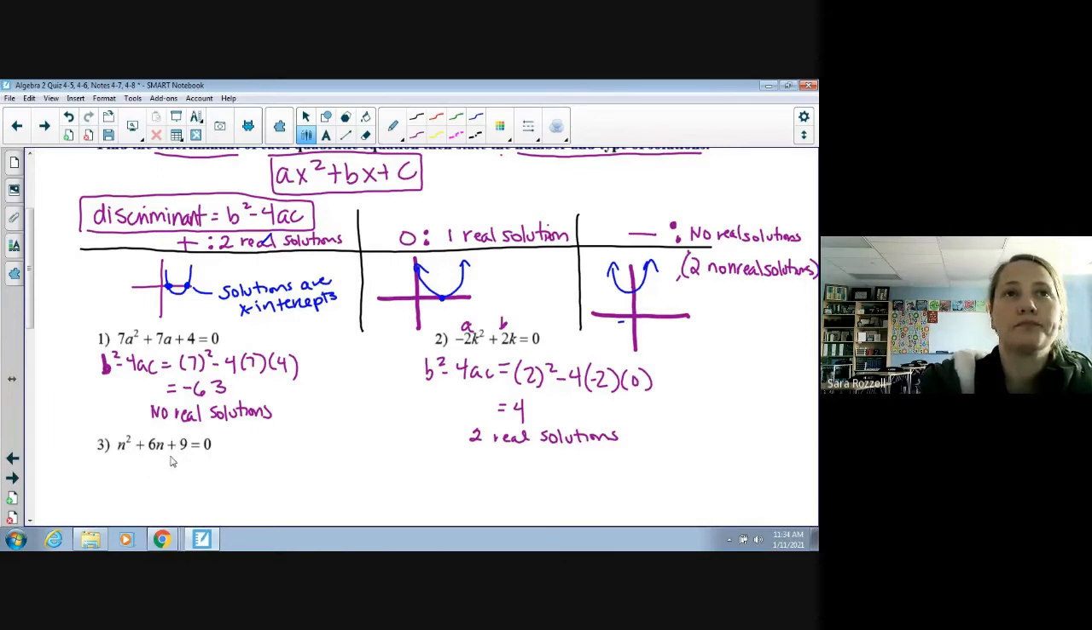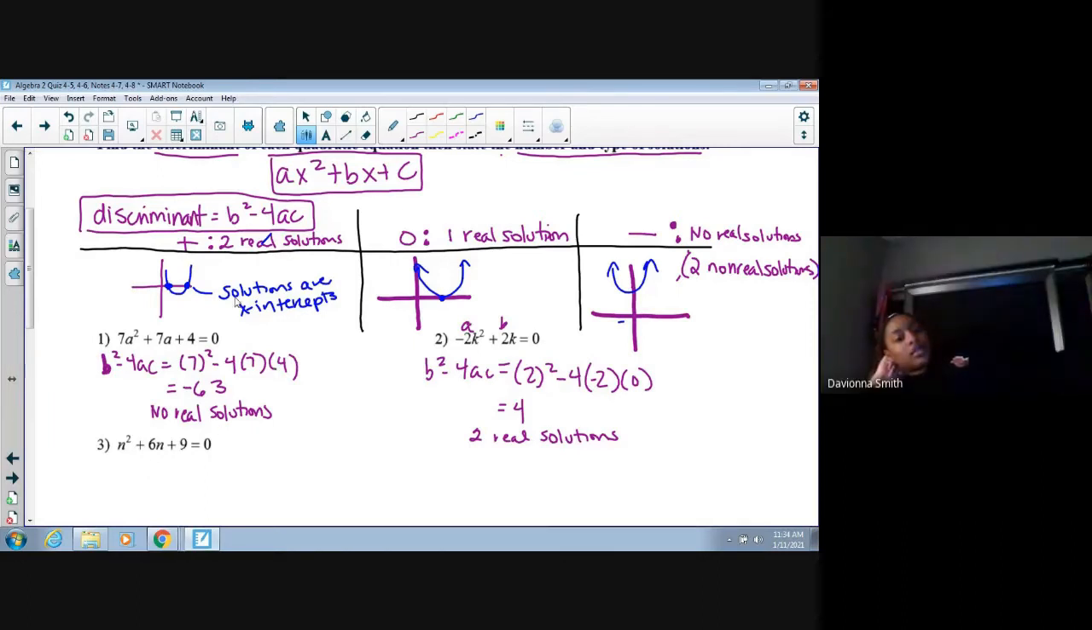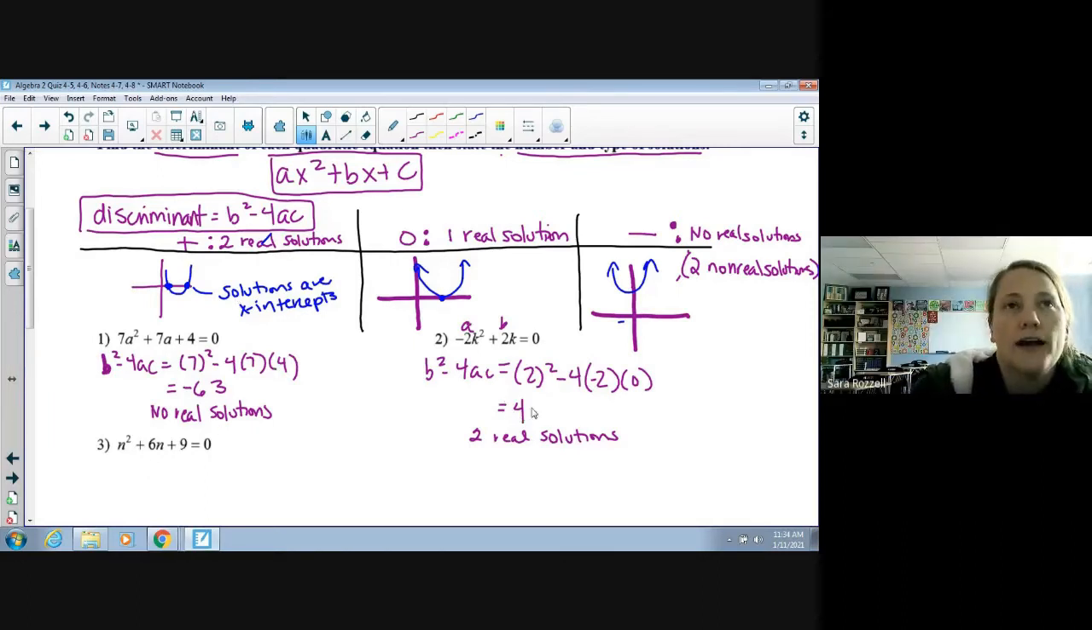Yes, ma'am. How do you know it's 2 real solutions? Because 4 is a positive number, right? Mm-hmm. So I went up here to the positive and it tells me there's 2 real solutions.